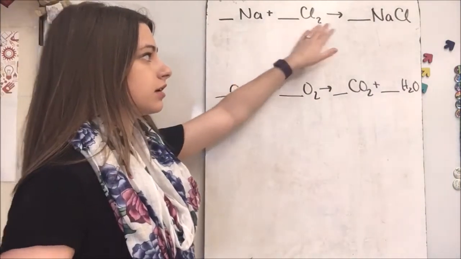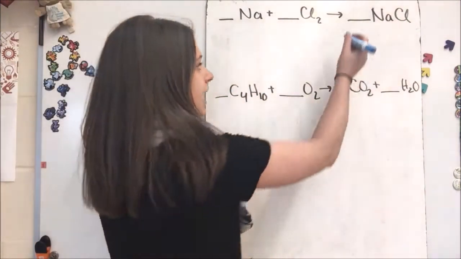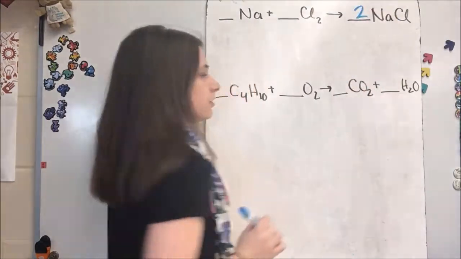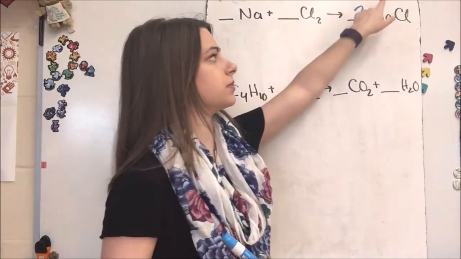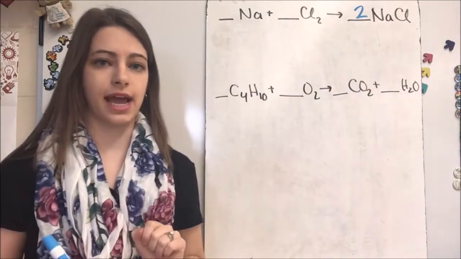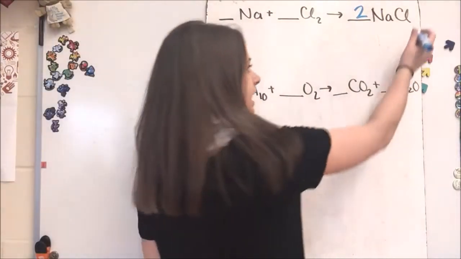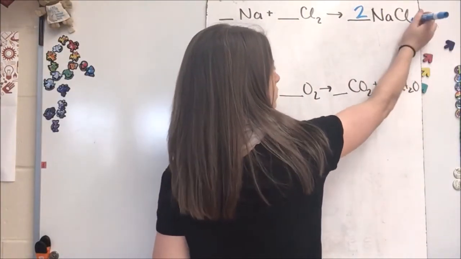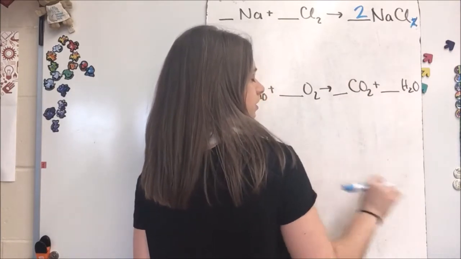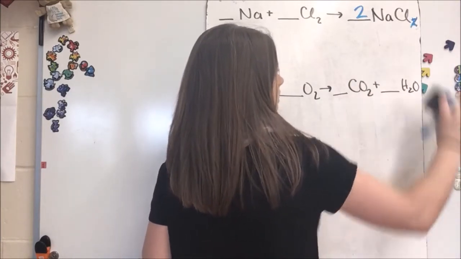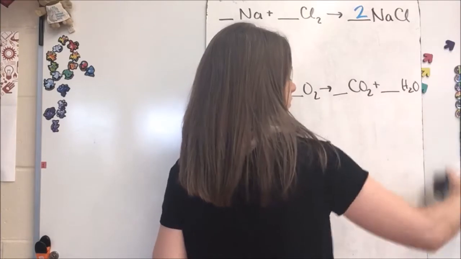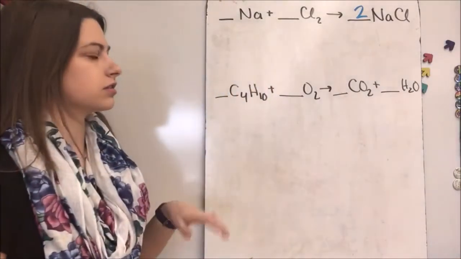So I have 2 here, I have 1 here, so I'm going to add a 2 in front because this 2 distributes to everything inside that reaction equation. Now I cannot add my 2 down here. That totally changes the chemical formula, so I can't do that. Remember, the only thing you're allowed to do is change the coefficients.